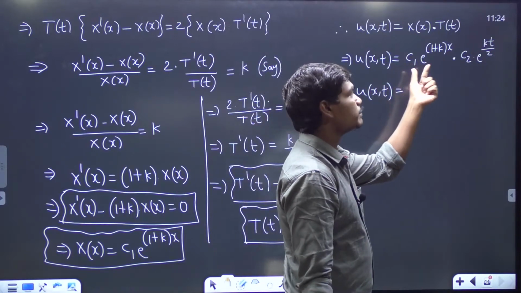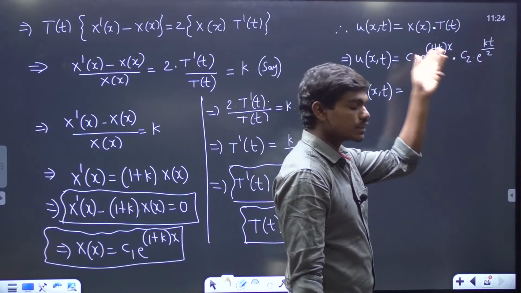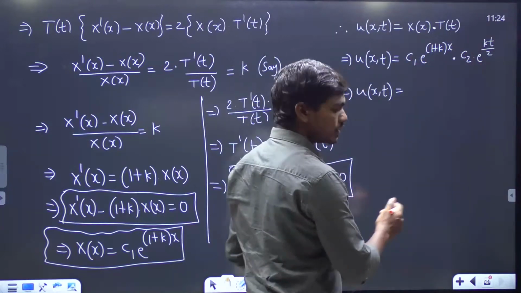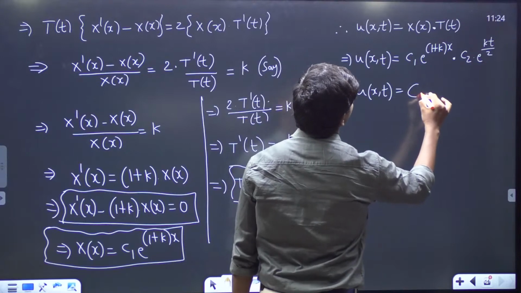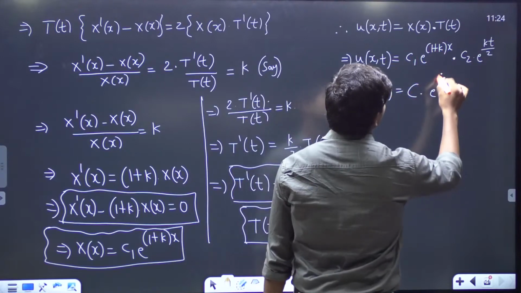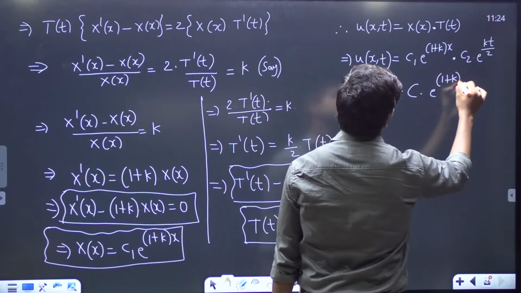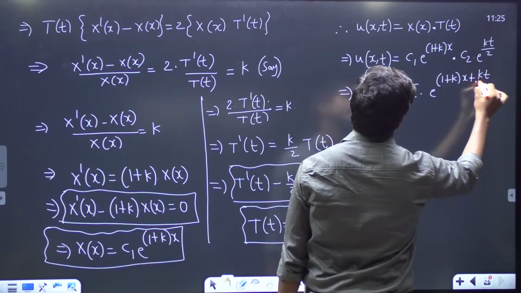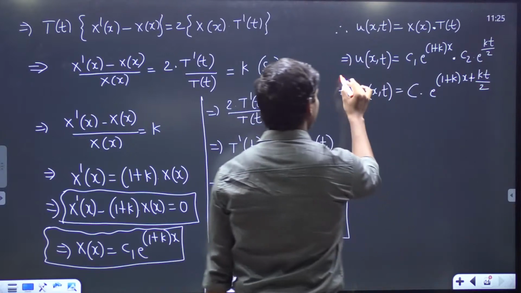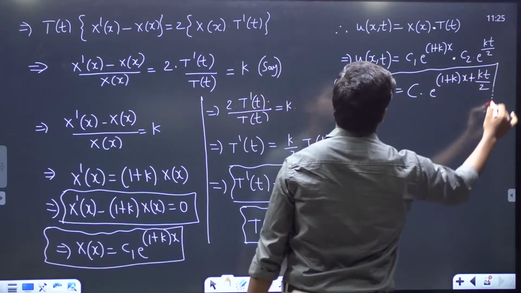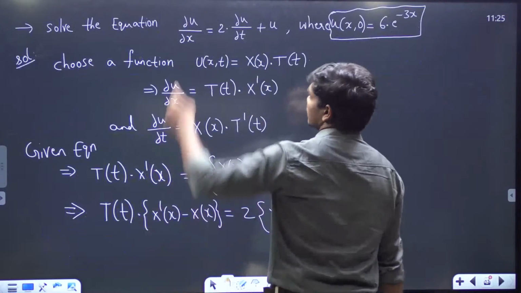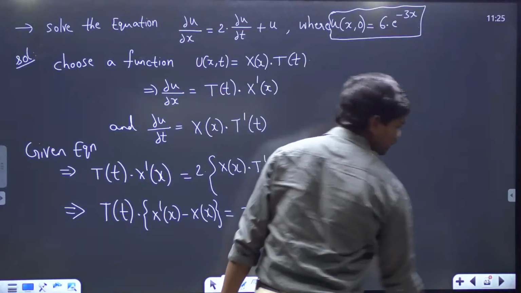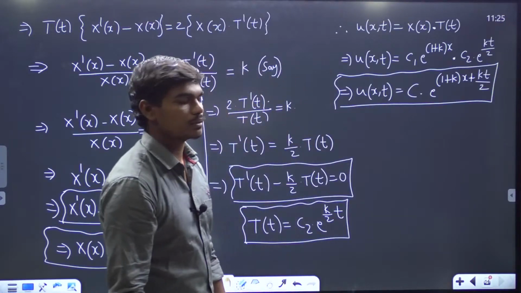See, this c1 is an arbitrary constant and c2 is also an arbitrary constant. So the product of c1 and c2 is again a constant, c into e power (1 plus k) x plus kt divided by 2. Okay, this is what we have as the final solution of this differential equation. So this is how you will be working out the things in variable separable form.